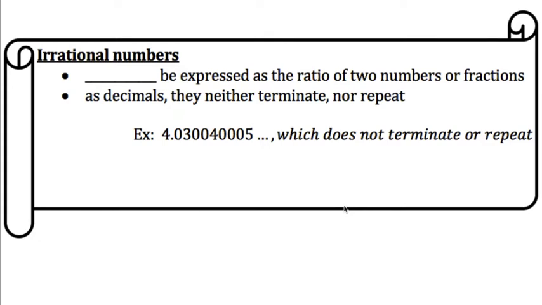Irrational numbers, as I said, are numbers that cannot be expressed as the ratio of two numbers. They cannot be written as a fraction. And when we're talking about fractions, we're not saying like pi over 2. We're talking about integers, like 5 over 2 or -6 over 7. And here's an example. This does not terminate or repeat: 4.03004000500006, something like that. It does not repeat. It does not end. It keeps going on and on.